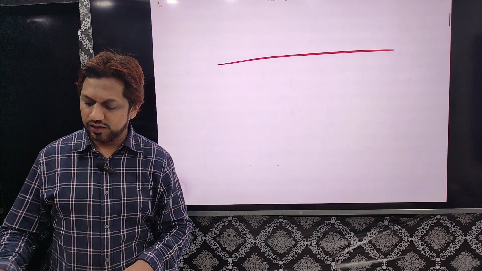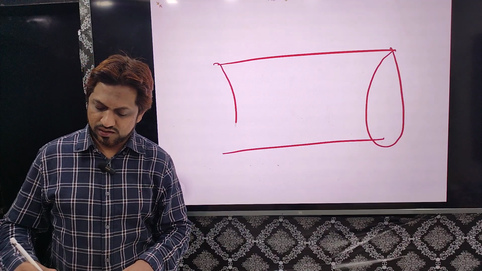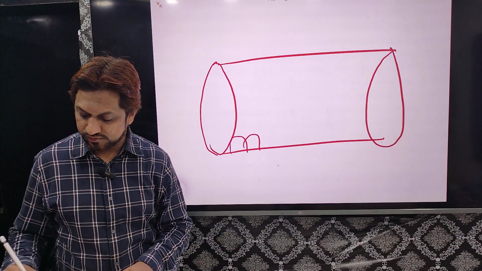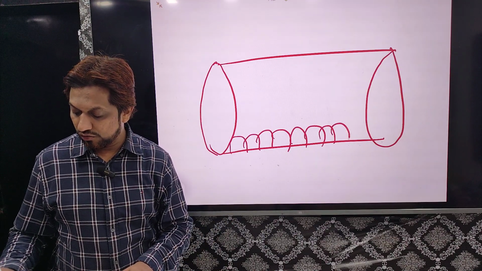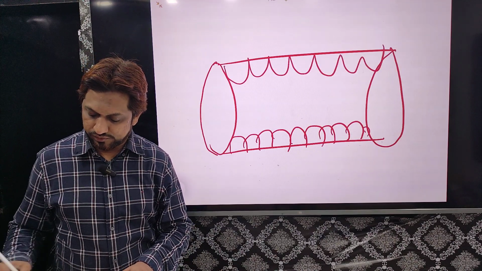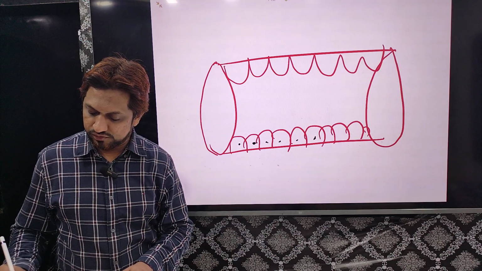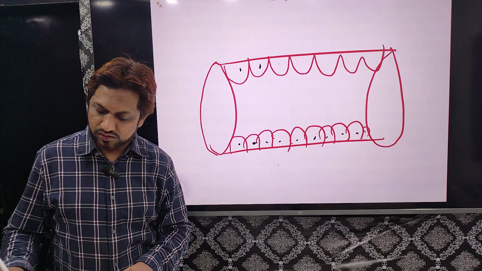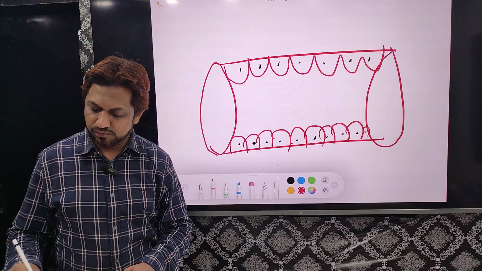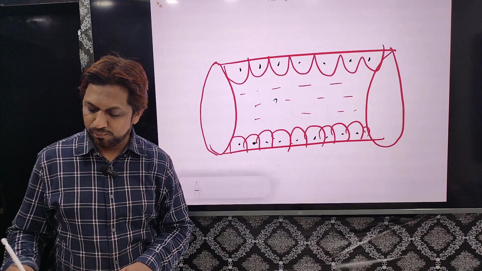Now I am just drawing roughly a blood vessel. Consider this as a blood vessel, and the cells lining it are known as endothelium. So this is the endothelium of the blood vessel. The endothelial cells are lining a normal blood vessel, and inside this there is blood plasma and various cells. The important cell here is the platelets.